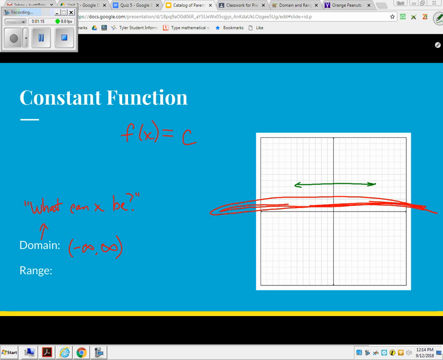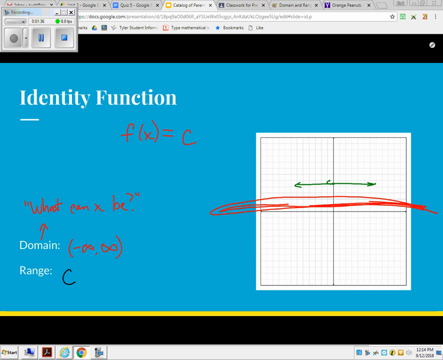The range on this is a little bit weird. Remember, range, we're asking what can y be? In this case, y can only be this number c right here. That doesn't quite make sense. Just hold tight. But for this one, the range is just going to be the number c, whatever number it landed at. Well, I'll introduce that a little bit better, maybe on this next one.